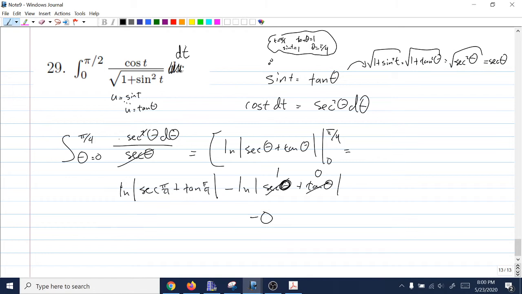What do you get when you plug in pi over 4? Natural log absolute value. Cosine pi over 4 is root 2 over 2, is square root of a half, so secant is just root 2. Tangent pi over 4 is 1. I got natural log of square root 2 plus 1. That's an answer. 31.